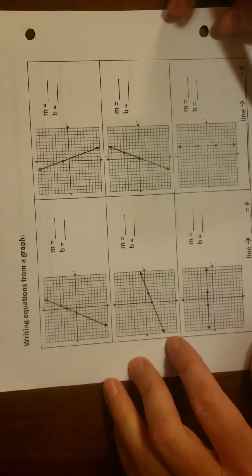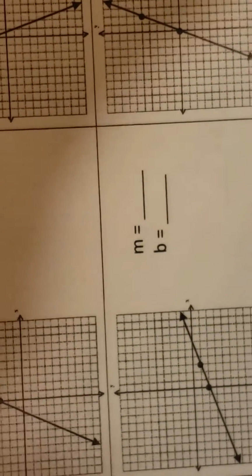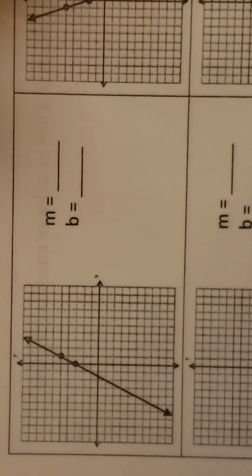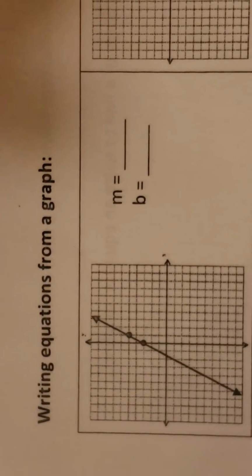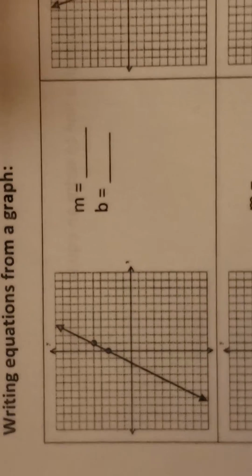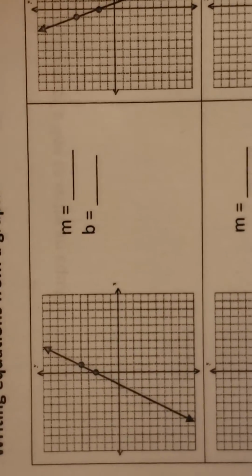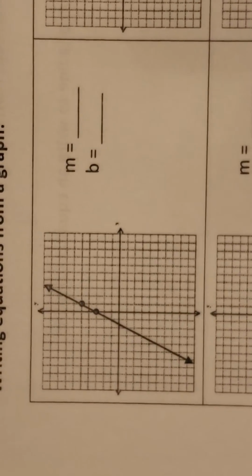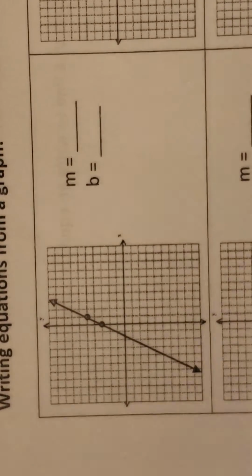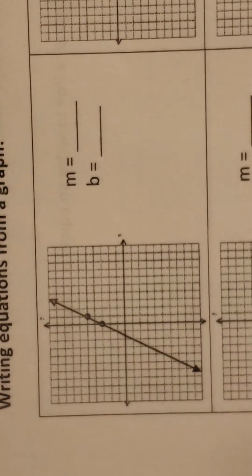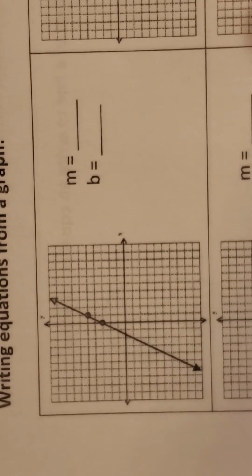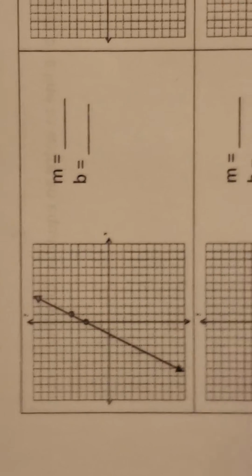This is where it gets, I'm not gonna say difficult, just slightly more difficult. Okay, so we are going to write equations from a graph. So here is a graph, and from this we are going to find the information that we need to write this in slope-intercept form. So first of all, we will find the slope.